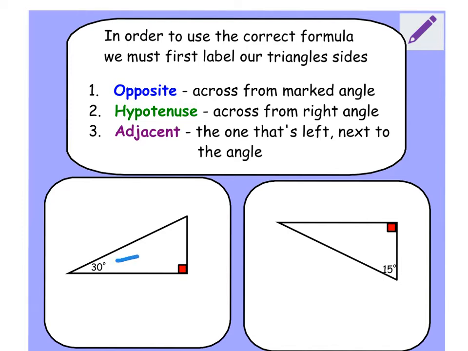Across from the angle, step 1 is your opposite. Across from the right angle is your hypotenuse. And the one that's left next to the angle of 30 is the adjacent. So that's always the last one you do.